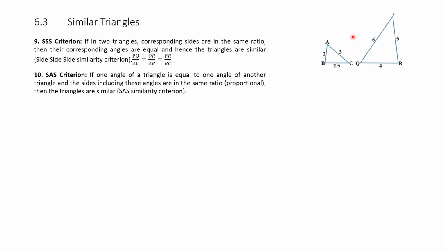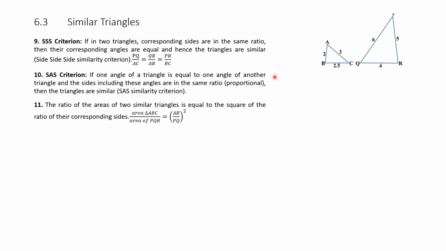See here, AC is 3 and BC is 2.5. If you take angle P, PQ is 6 and PR is 5. 6 by 5 is equal to 3 by 2.5. That's what it says, SAS criterion.